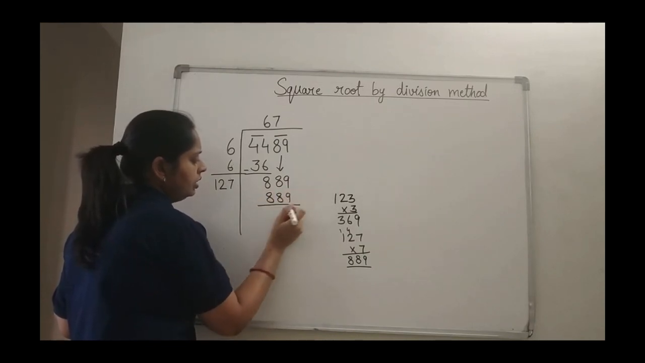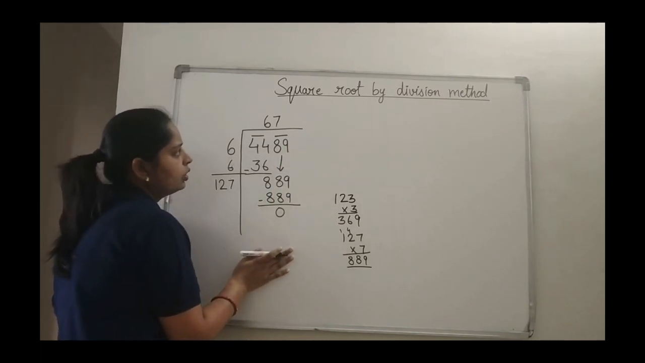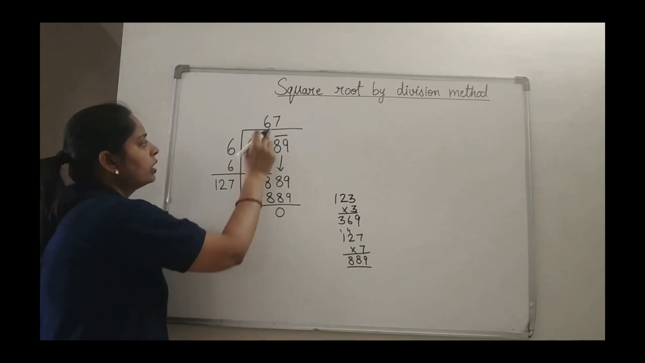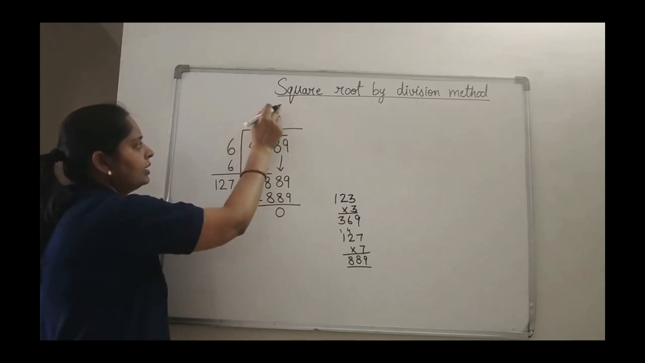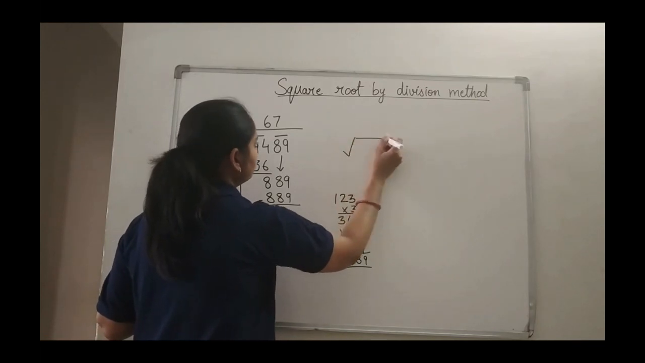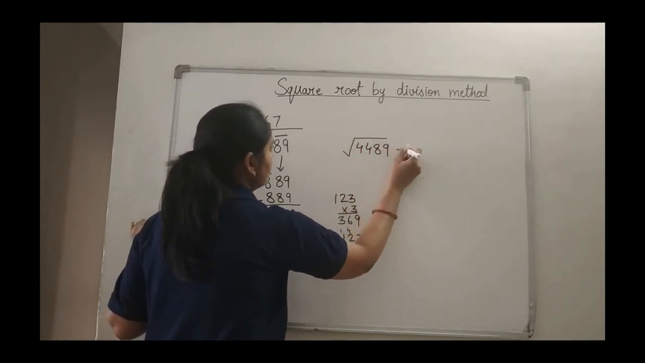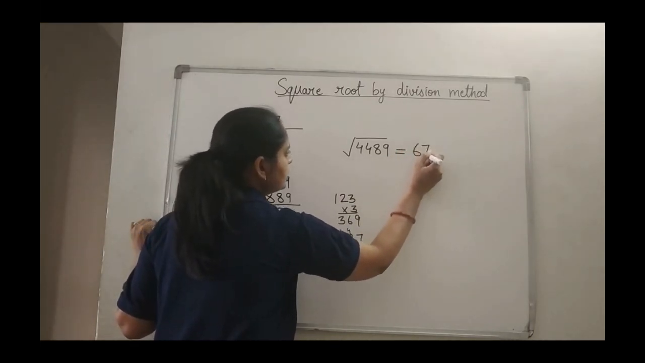889. And again you will do the subtraction and we got the 0. Next pair is not there. So this is the end of our division method. Whatever number we are getting here, that is the square root we have found. So square root of 4489 is equal to 67.